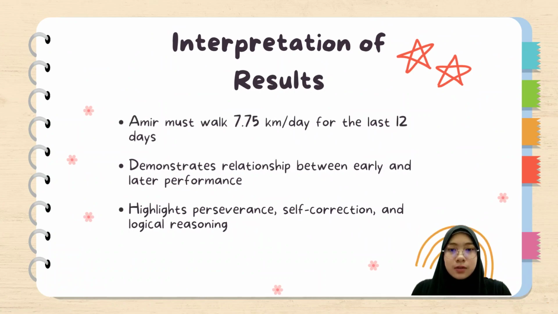Interpretation of results. The results show that Amir must walk 7.75 kilometers per day during the final 12 days to achieve his goal. This demonstrates how mathematical reasoning helps in planning, tracking progress, and making decisions. The situation also reflects the value of perseverance. Just like Amir had to increase his effort, learners must stay consistent to meet their academic goals.